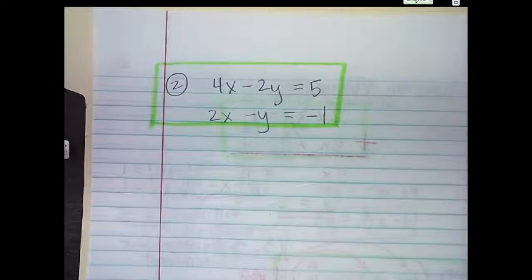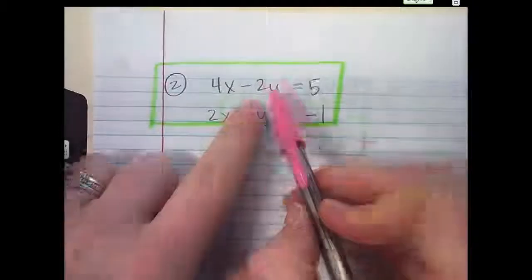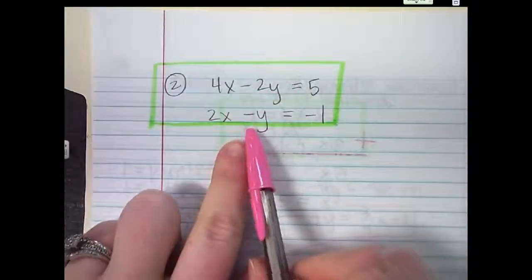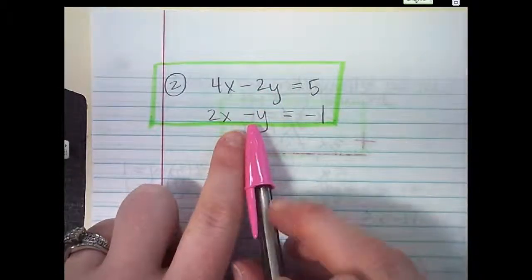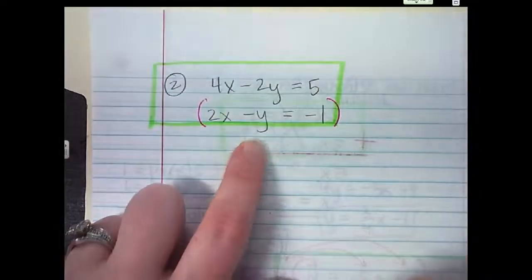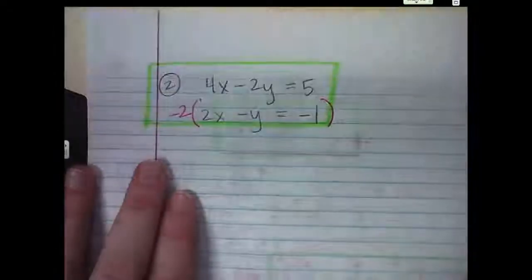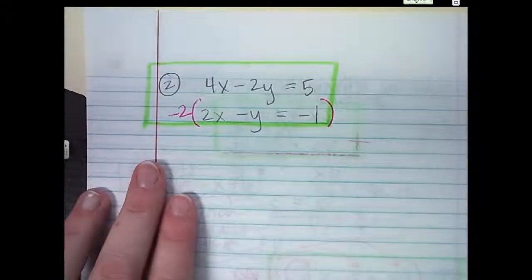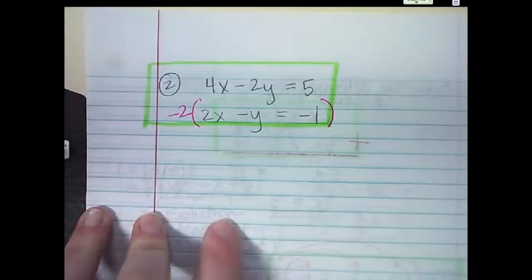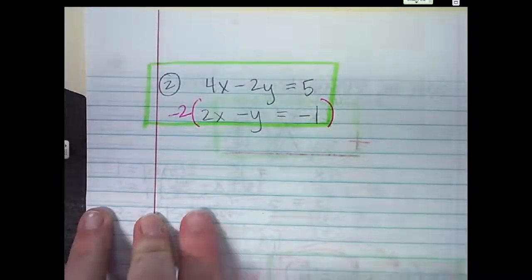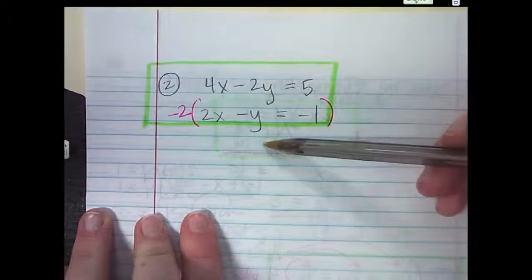Okay, which variable do you want to eliminate? The y. Okay, so I have a negative 2y. What does this one need to be? Positive 2y. What do I multiply to get positive 2y? Negative 2. Yes. If it says negative 2y plus 4x, you just change them around. Move them around because you want to align the x's and align the y's. But it doesn't really matter.